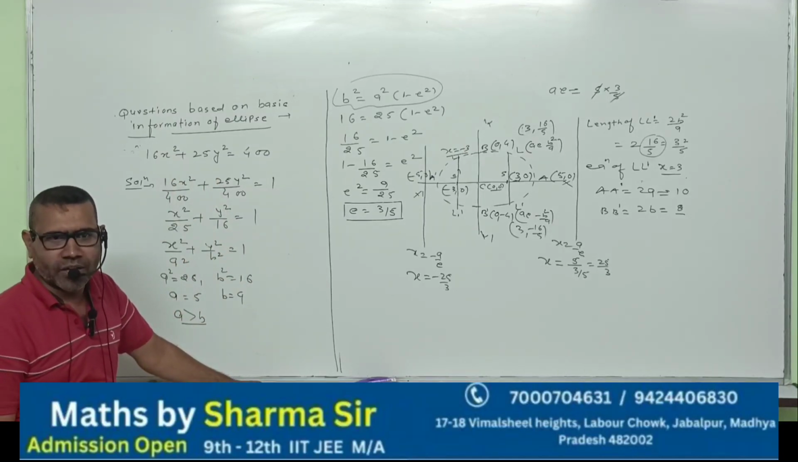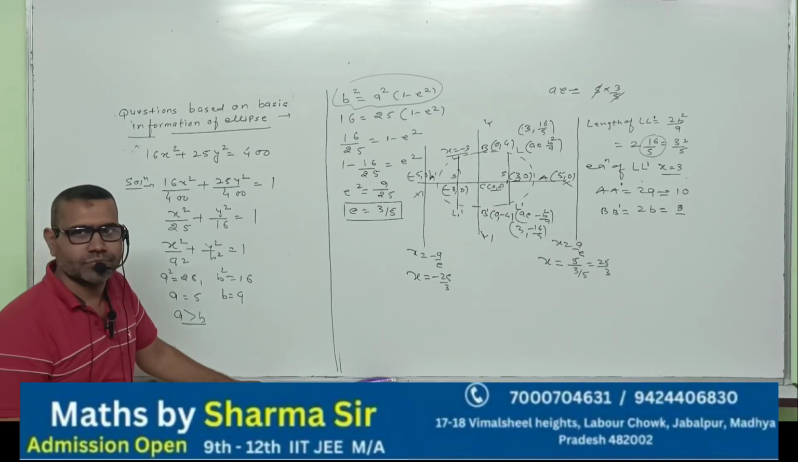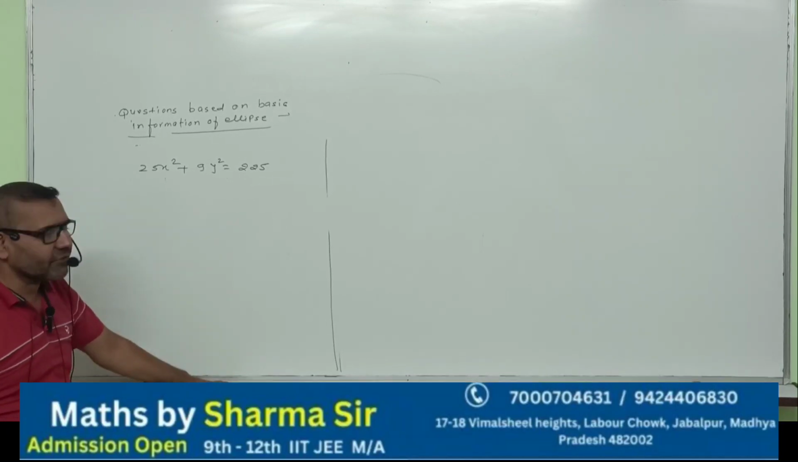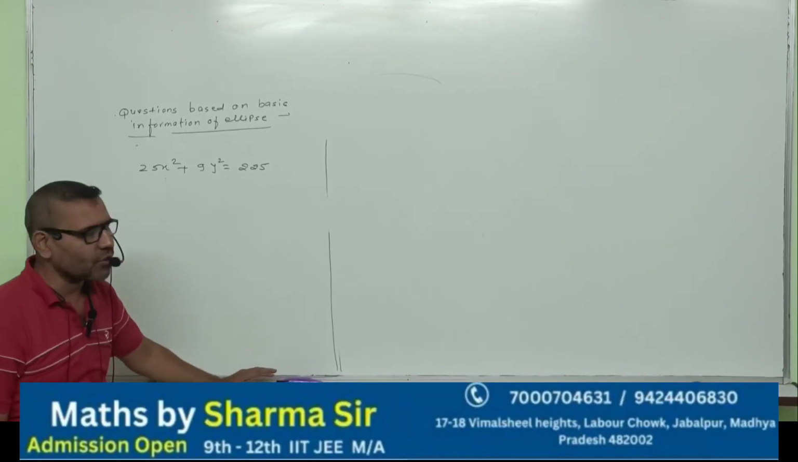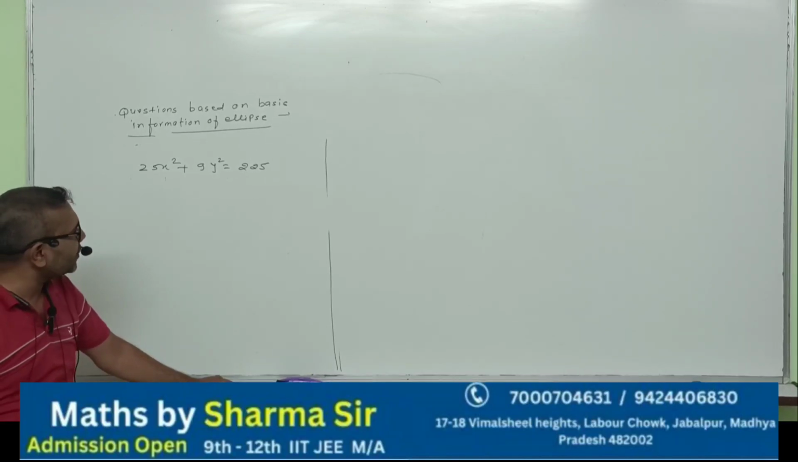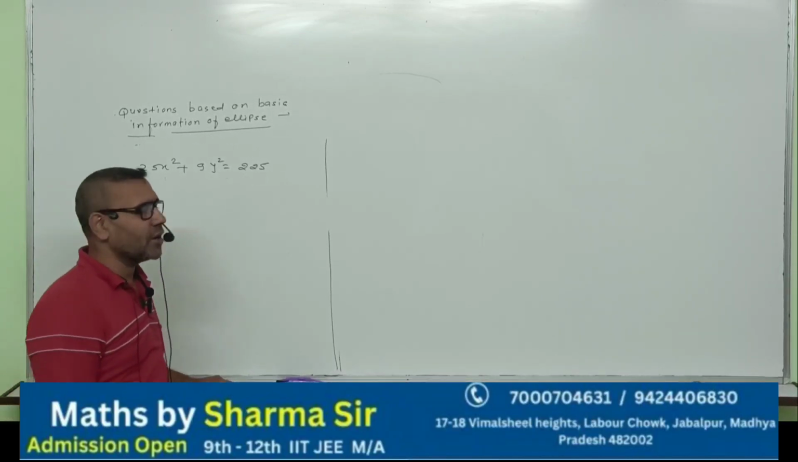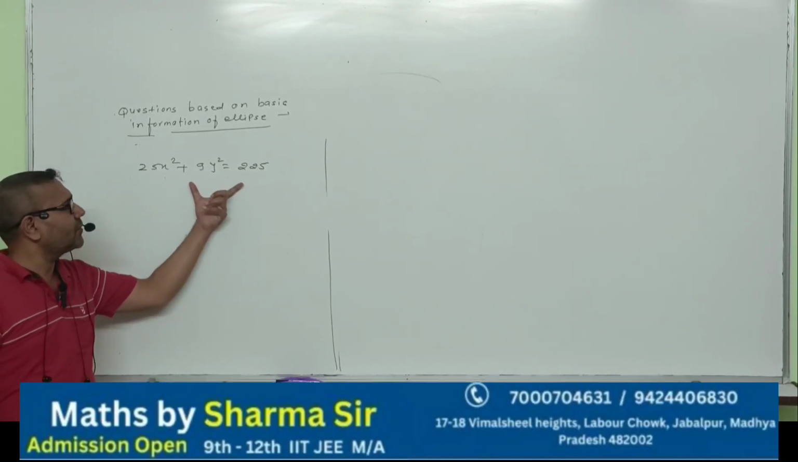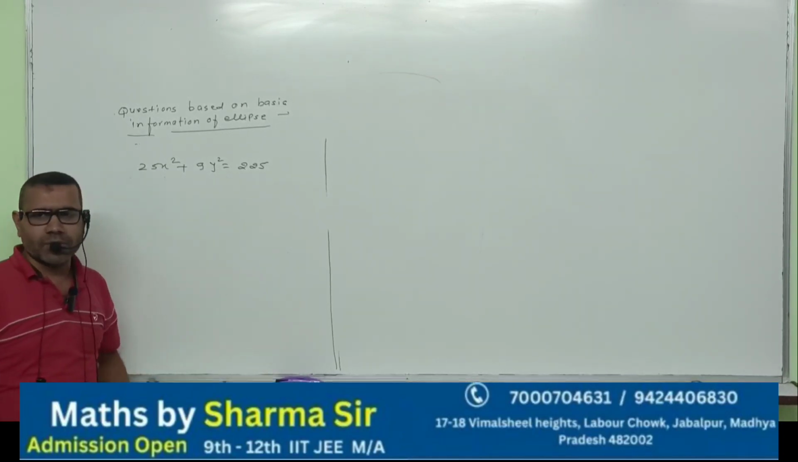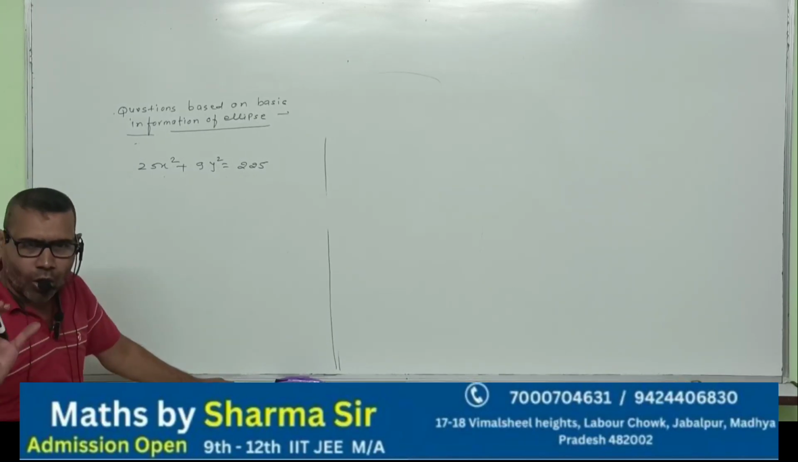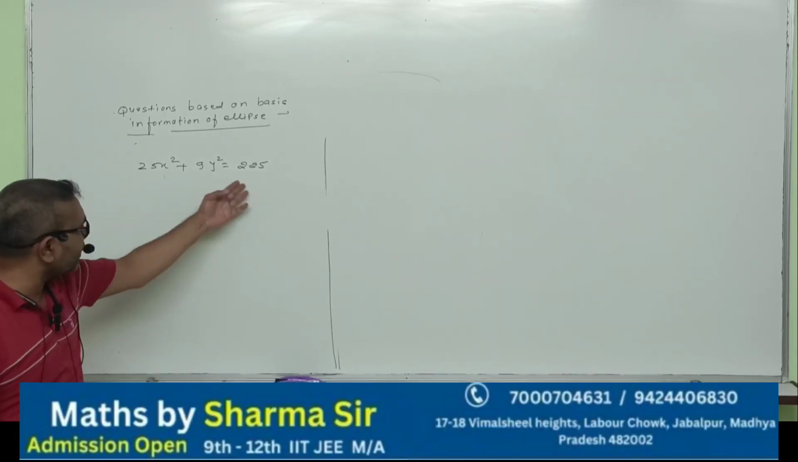Let's move on to the next question. So here comes the next question, a very important and interesting question at the basic level. If I want to learn the basic information of an ellipse and how to use it, this kind of question seems to be an important one. Exactly what is the question? This is the given equation of the ellipse: 25x square plus 9y square is equal to 225, and we want to find all the information regarding this equation of the ellipse.